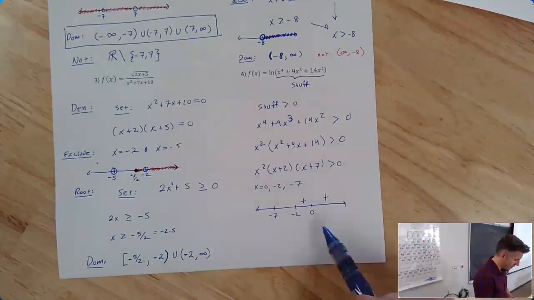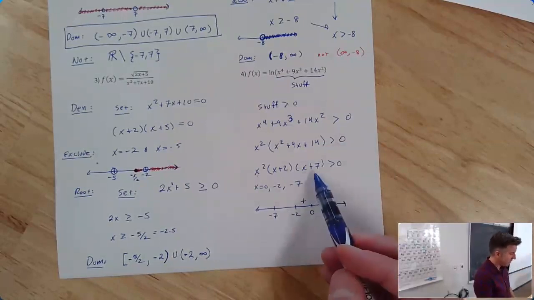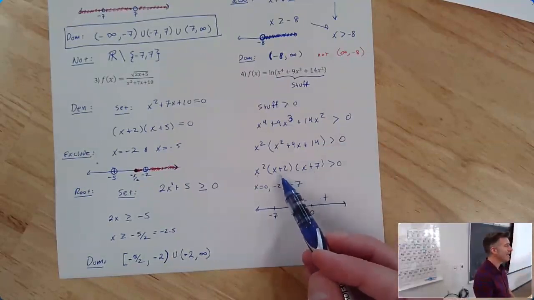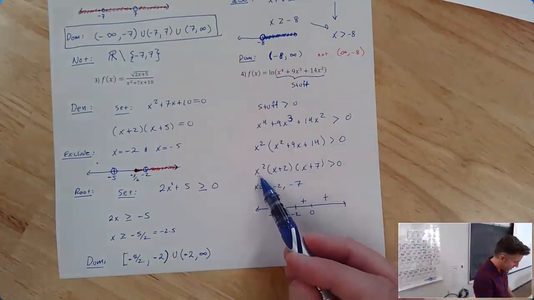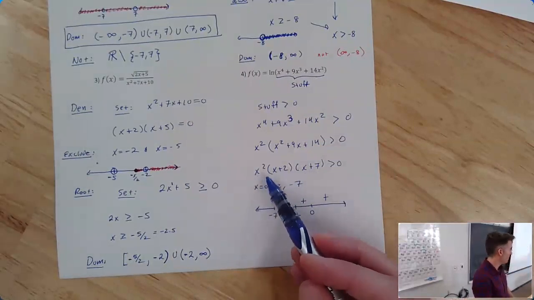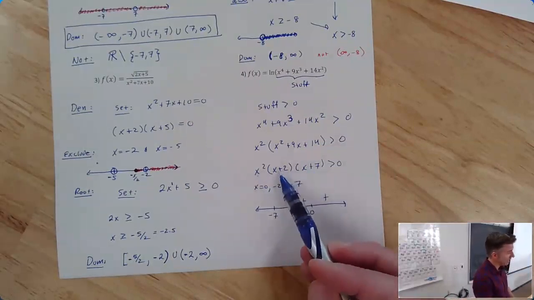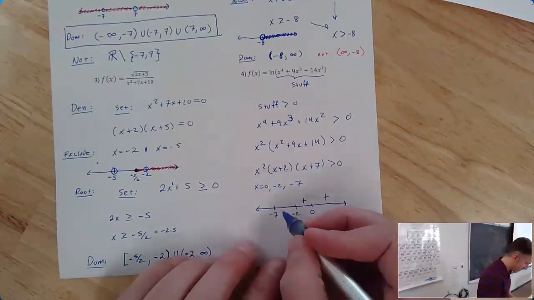All right, so now we go to the other side of -2 and pick something like -3. -3 plus 7 is positive. -3 plus 2 is negative. -3 is negative, but squaring it still becomes positive. Now I have a positive times a negative times a positive, so the whole thing is negative.